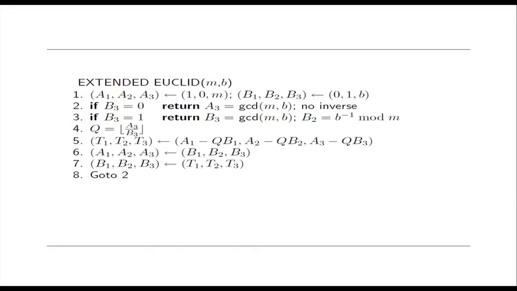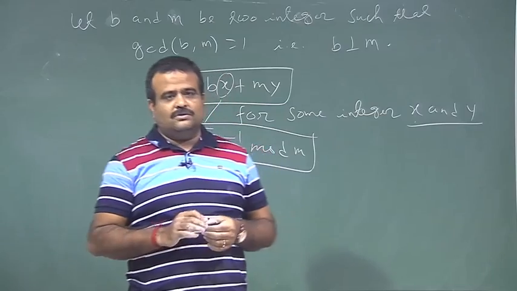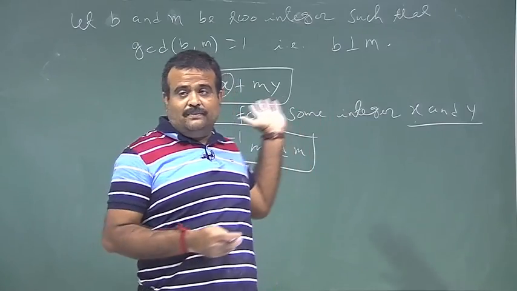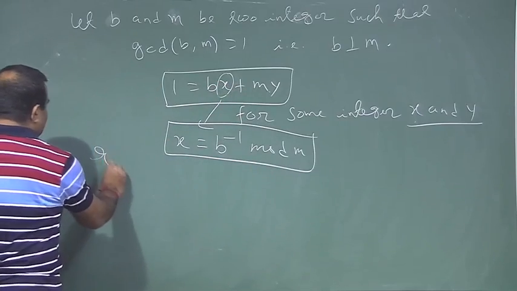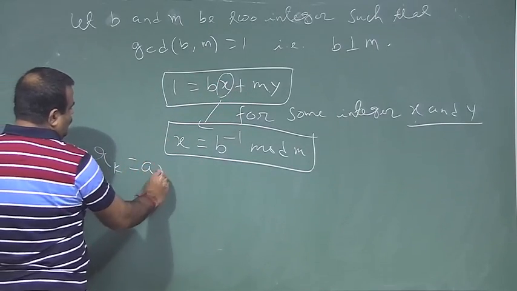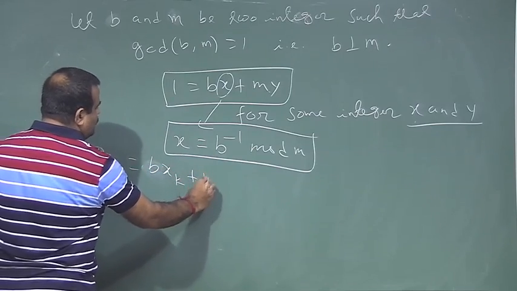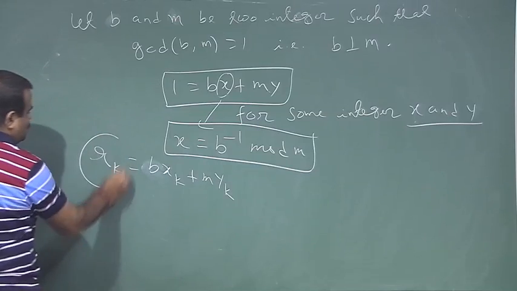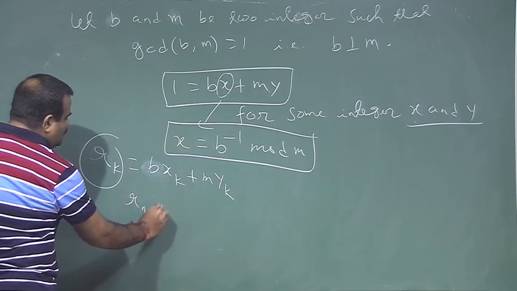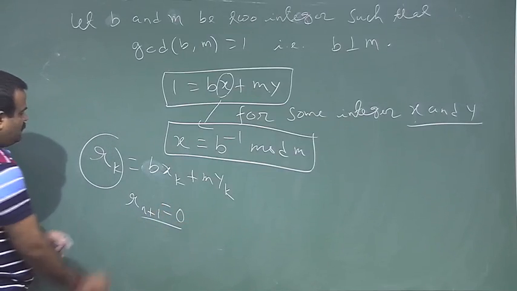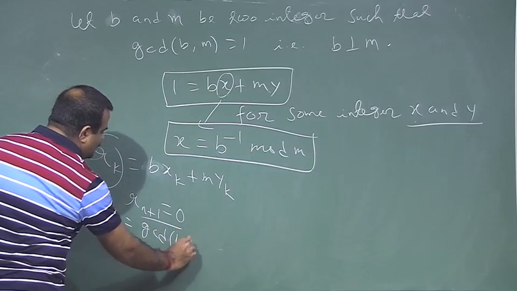This is just the execution of the code, which gives us the first values. Basically, we are doing the Euclid algorithm, and finally we get the GCD. Now, if the GCD is 1, every time we are maintaining x and y, because r k is basically b x k plus m y k. So, every time we are calculating this r k. Okay. Now, eventually r n plus 1 is 0, so r n gives us the GCD of b and m.